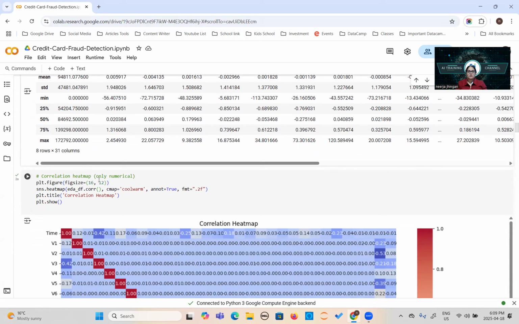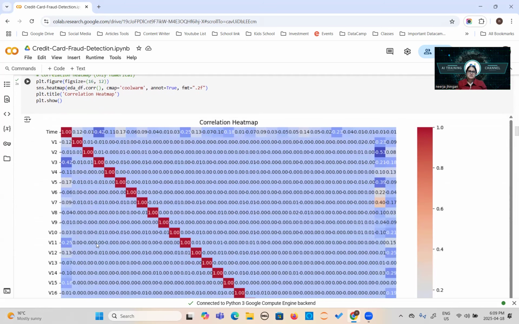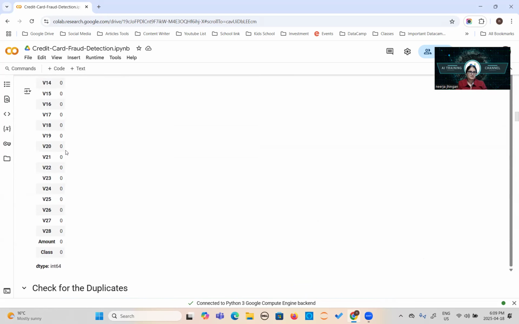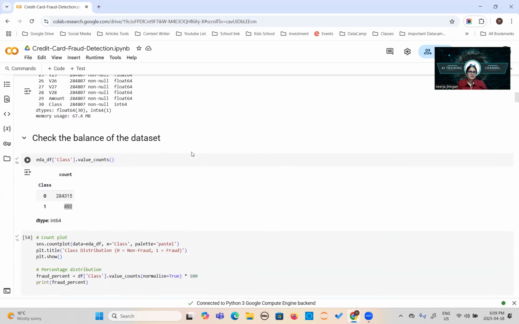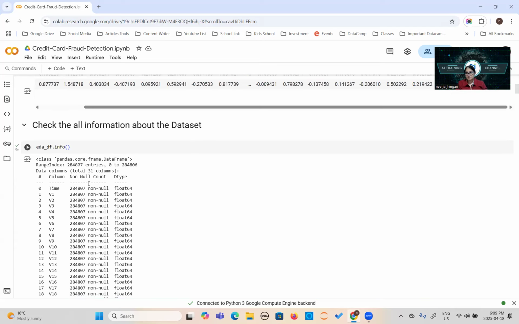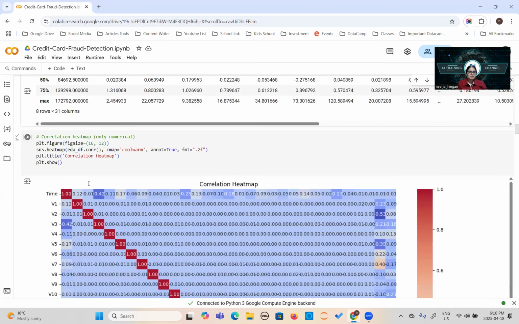Now we will do the correlation heat map. This will help you to check the correlation of each feature with the target. This is very big, so I try to make it bigger. First I am considering all the features. We have 28 columns in this, not 28, I think 31 including overtime. So how many columns do we have? 31, right? And then we are just checking.